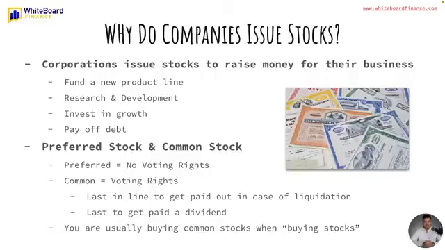However, you are the last in line to get paid in case of a liquidation, and you're the last to get paid a dividend. So heaven forbid a company that you invested in goes bankrupt and needs to liquidate, like Lehman Brothers, for example. Preferred stock owners may get paid something, but common stock owners are last in line to get paid out. So you are usually buying common stock when buying stocks. When you hear someone say, hey, bro, I bought some stocks in Apple, or I bought some shares of Apple, they're typically buying common stock.